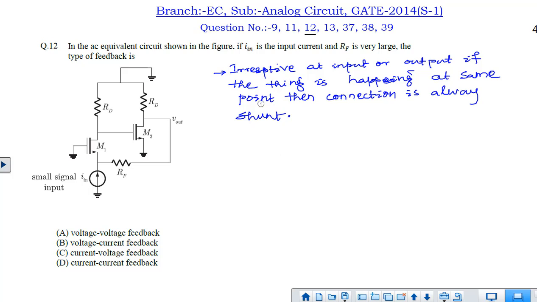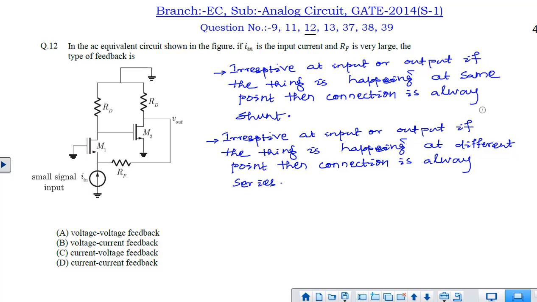Now let us remember a key point. Irrespective of whether it is at the input or output, if the thing, whether mixing or sampling, is happening at the same point, then the connection is always of shunt type. And the opposite is that if the thing is happening at different points, then the connection will be of series type.